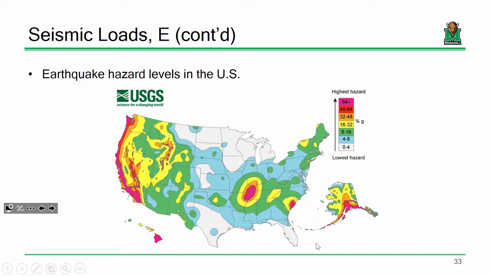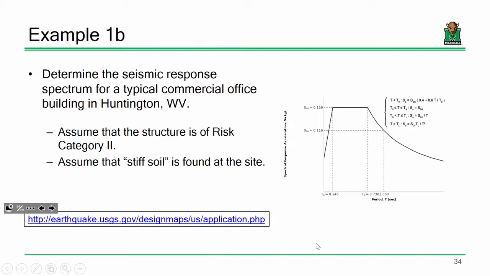Depending upon where you're at, sometimes this can be kind of tough to determine. That's why we're going to use a similar online design tool to help determine our accelerations. So what I want to do is look at determining the seismic response spectrum for a typical building here in Huntington. So just like last time, we're going to look up latitude and longitude for this region, and then we'll use this to help determine our response spectrum.